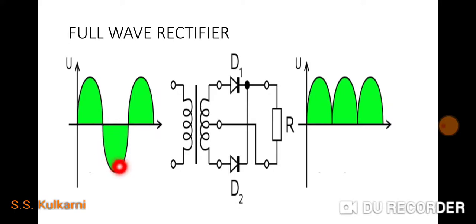During the negative half cycle, diode D2 will conduct. When diode D2 conducts, D1 stops conduction, and hence during the negative half cycle we have the output present here. That means for the positive as well as the negative half cycle, current flows through the diode, hence this is known as a full wave rectifier. The efficiency of the full wave rectifier is more than that of the half wave rectifier.